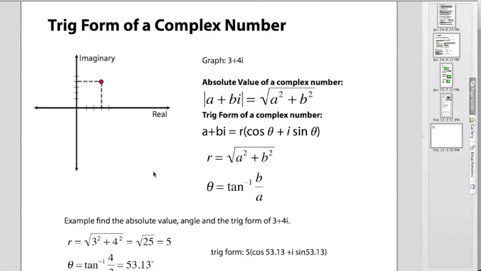All right, so this concludes section 6.5, trig form of a complex number. If you have questions, please bring them with you to class.